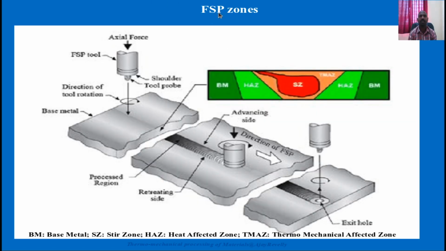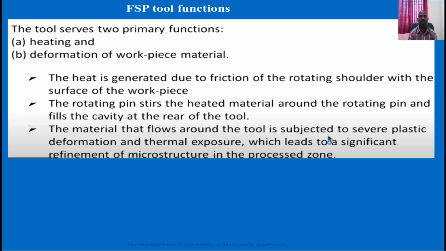These are the friction stir processing zones. Base metal means the region which is unaffected by friction stir processing. This is the heat affected zone. This particular zone is called the stir zone or nugget zone, welding zone, weld metal, and near to this zone is the thermomechanically affected zone, and again the heat affected zone, and the base metal is the unaffected zone. This is about the zones. This is the shoulder of a friction stir processing tool, with all the other zones described.